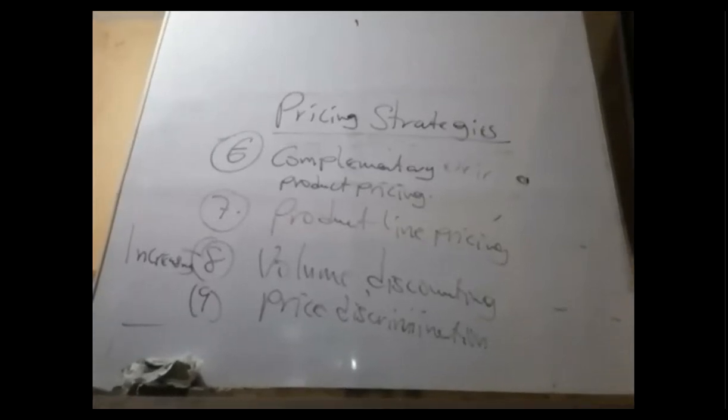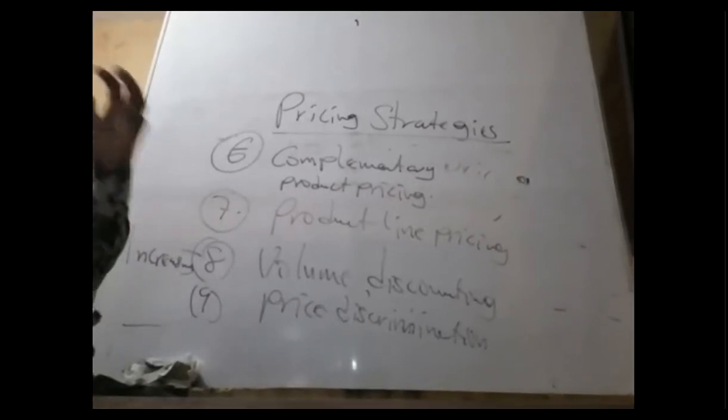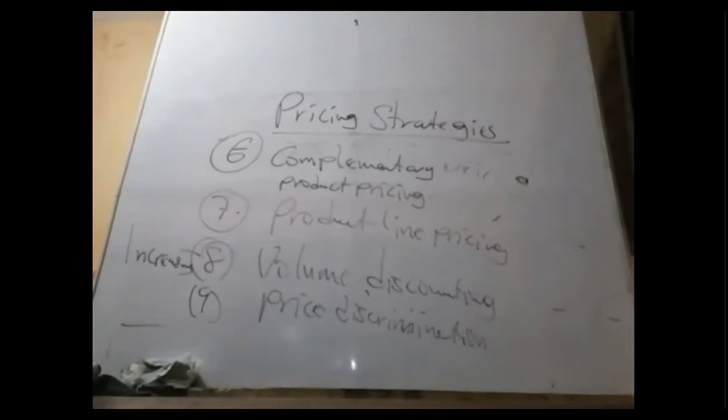Now the same product, but if I'm selling to people at East Legon, different price. Come to Makola here, different price. Okaishie, different price. Choco, different price. Go to the village, different price. That is the price discrimination that we are talking about.